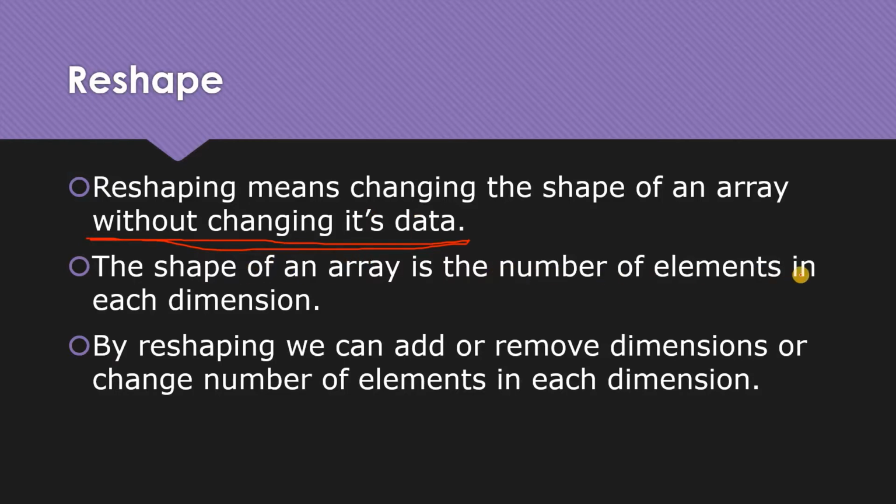So the shape of an array is the number of elements in each dimension. When we write shape, if the shape has just one parameter, then it is a 1D array. And if the shape is, suppose, 2 comma 3, then it is a 2D array, then this is a 3D array, and so on. So by the shape, we just mean that we are changing the number of elements in each dimension. You can change from a 1D array to a 2D array by using the reshape function. So by reshape, we can add or remove dimensions. As I said, add or remove means we can make a 1D array converted into a 2D array and so on, or we can change the number of elements in each dimension. That's what we can do by using this reshape function.